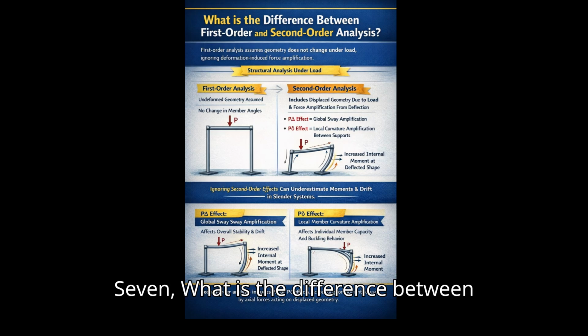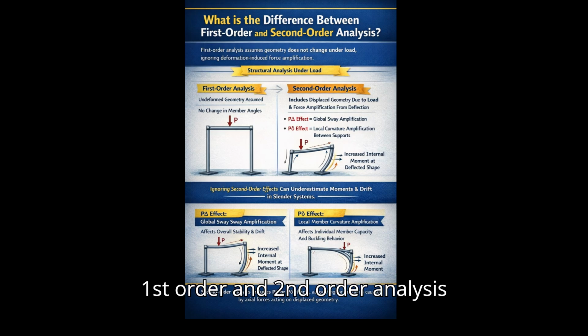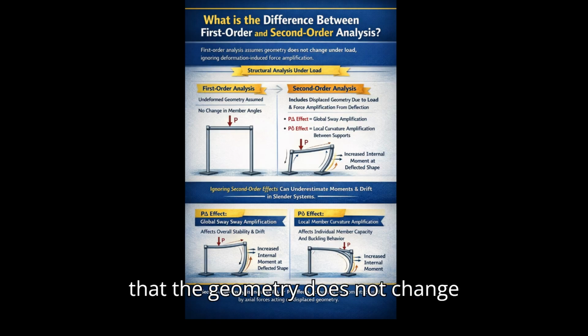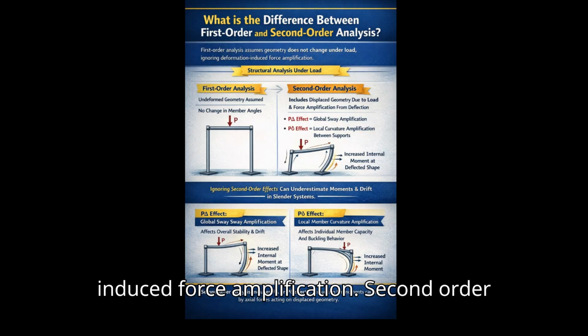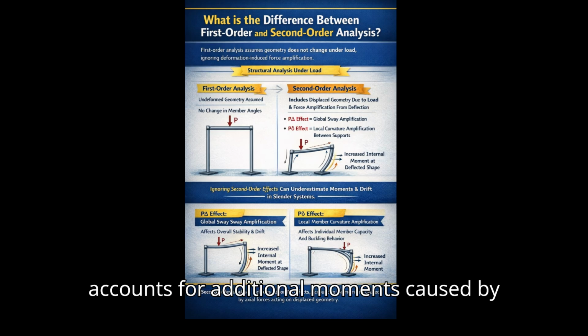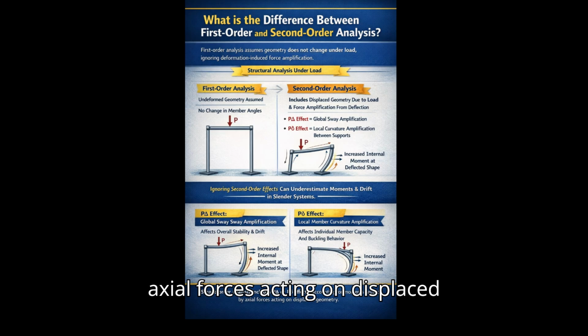7. What is the difference between first-order and second-order analysis? In structural engineering codes, generally first-order analysis assumes that the geometry does not change under load and ignores deformation-induced force amplification. Second-order analysis includes P-Δ or P-δ effects and accounts for additional moments caused by axial forces acting on displaced geometry.